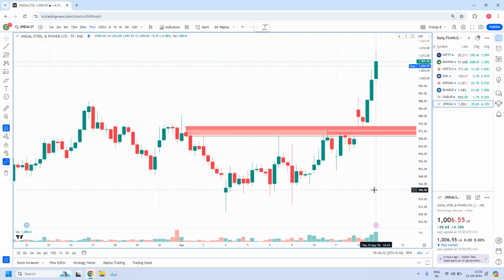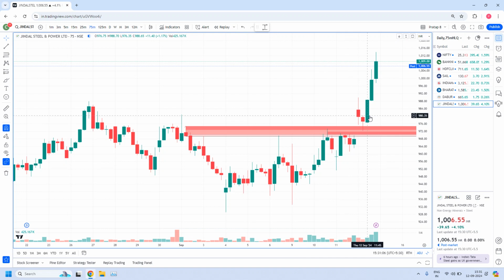Performance evaluation. None of the zones are executed except Jindal Steel, which is completely violated. And we know when a zone will be violated. Actually, it's a very good zone, and it already provided multi-support, but today with a gap up, prices moved up. This is a 75 minutes high liquidity zone, so you didn't get a chance to place the order. Before you place the order, the entire high liquidity zone is violated.